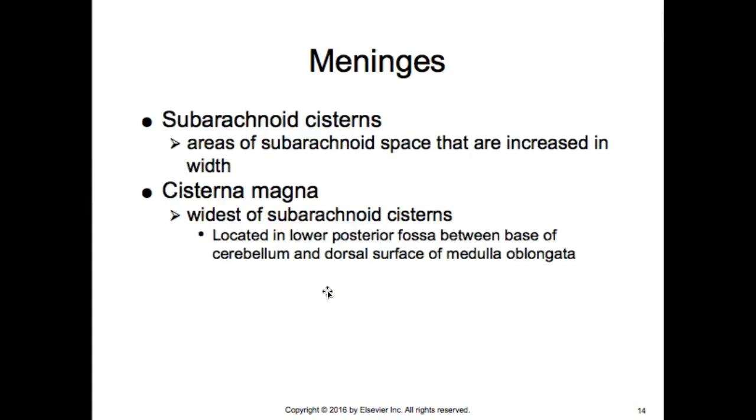So with your meninges, you have your subarachnoid cisterns. These are the areas of the subarachnoid space that are increased in width. You have your cisterna magna, which is the widest subarachnoid cistern. It's located in the lower posterior fossa between the base of the cerebellum and the dorsal surface of the medulla oblongata. It runs right between the two.